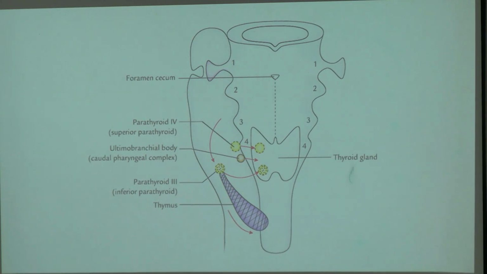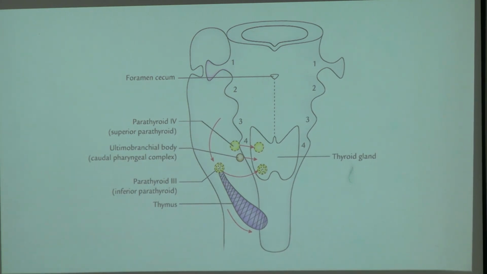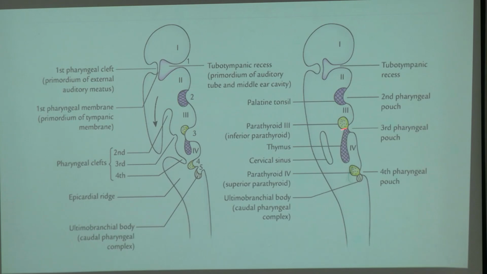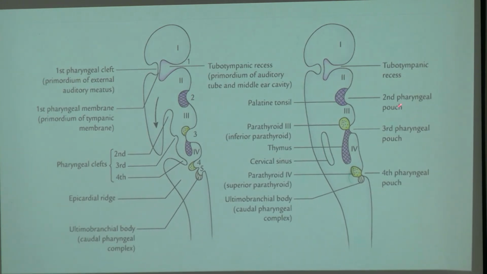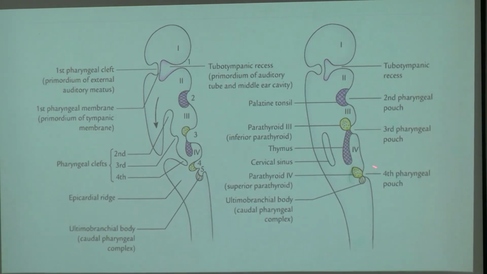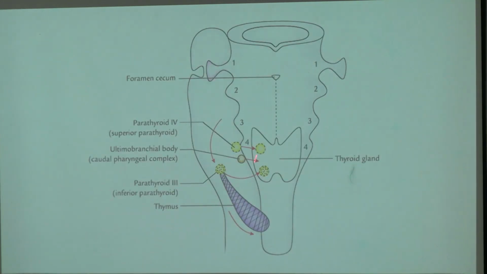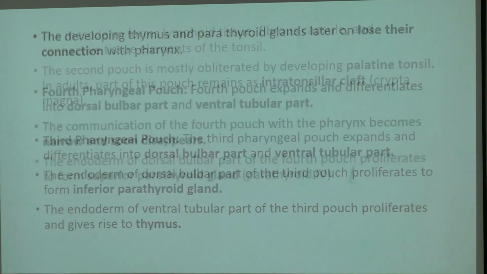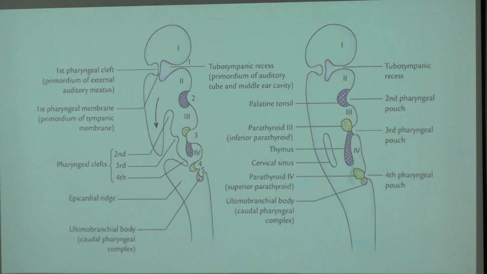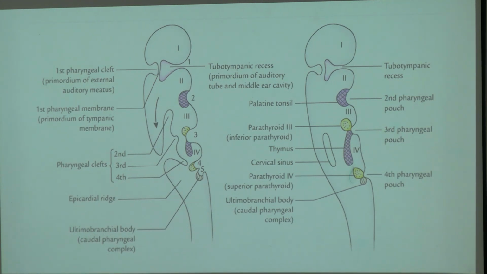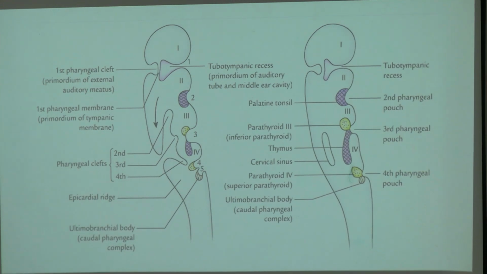Thyroid is finished? No? Gross anatomy. Just see this picture also once. These are the pouch formation in the initial stage and this is after the formation of your thyroid gland. Okay. See this now. Any doubts?